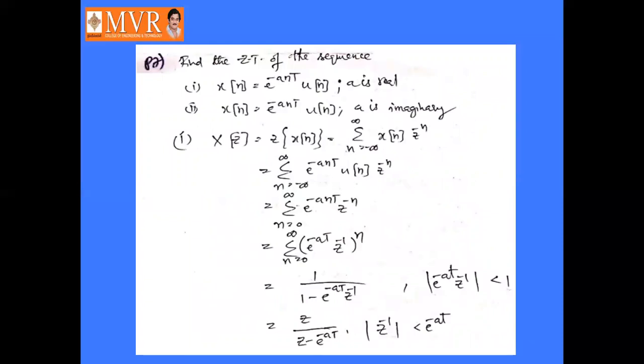Then find the Z transform of the sequence, first with x of n equal to e power minus a n T into u of n, where a is real, and the second one is e power minus a n T into u of n, where a is imaginary. These are the two bits.